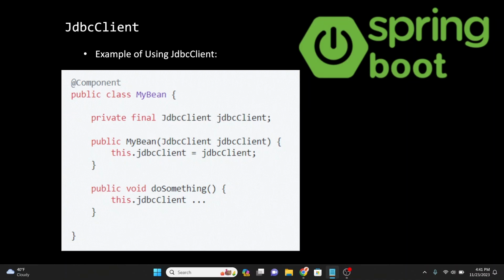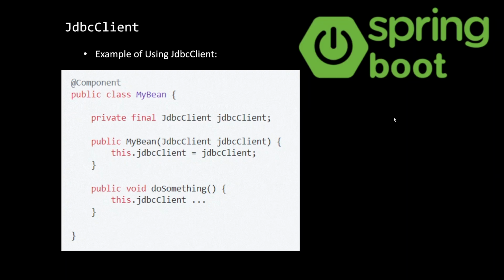Now, Spring JdbcClient is auto-configured based on the presence of a NamedParameterJdbcTemplate. You can inject it directly into your own beans. And here is an example of using JdbcClient.